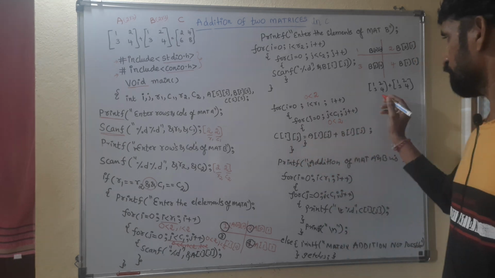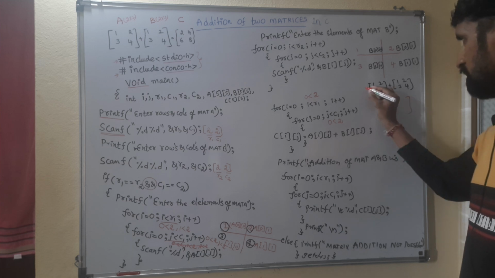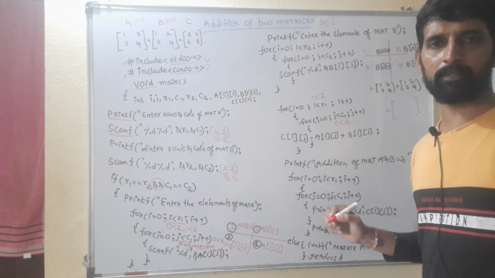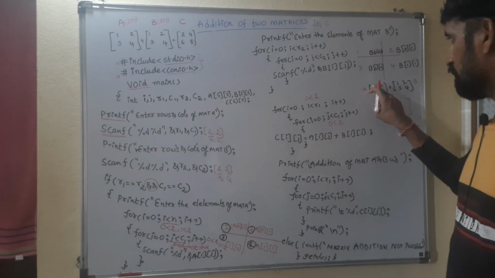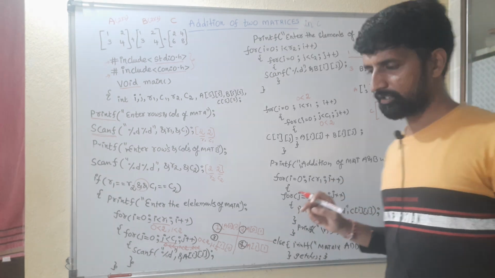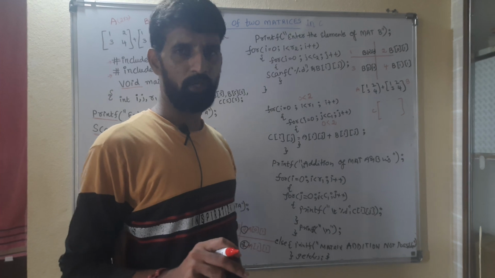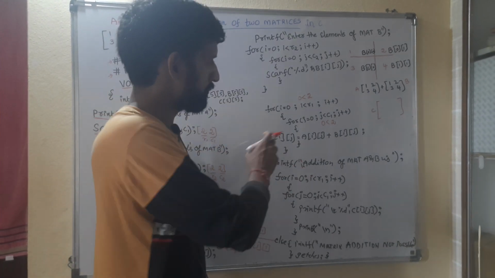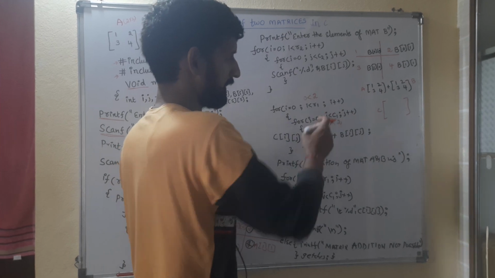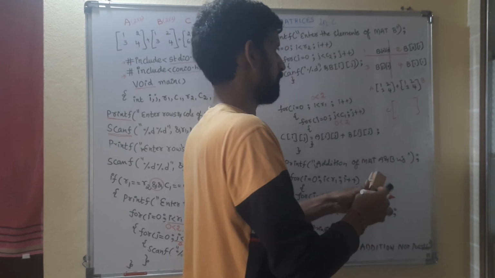Now what is going to happen? C of 0 0. So we are going to find the value of matrix C. So this is A, it is B. Now what is going to happen here? A of 0 0, B of 0 0. So we are going to add two values, first one is matrix A and matrix B. You see A of 0 0. So 0 less than 2, condition true. 0 less than 2, condition true.